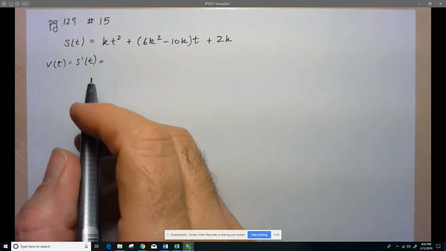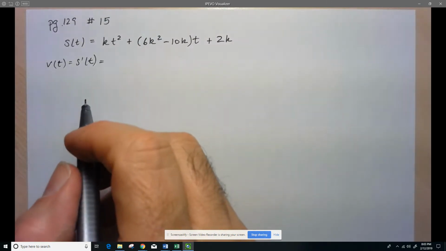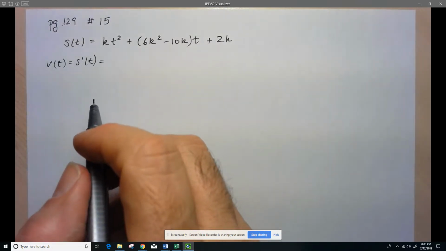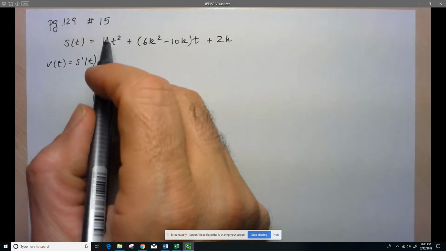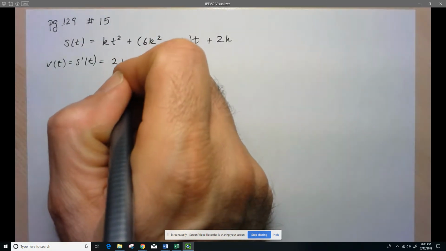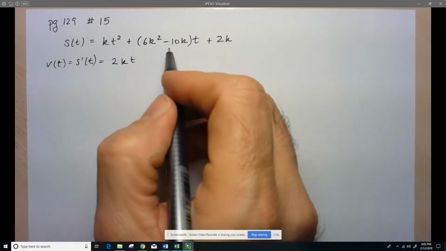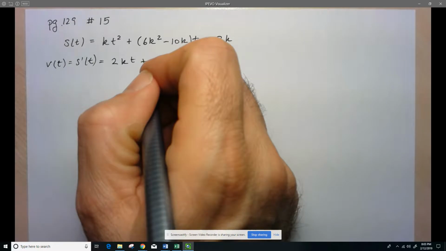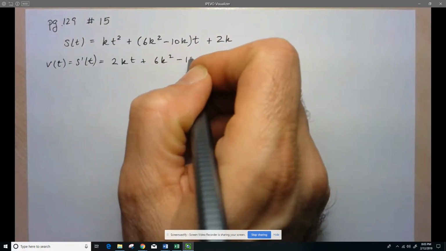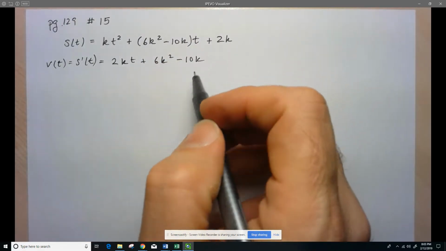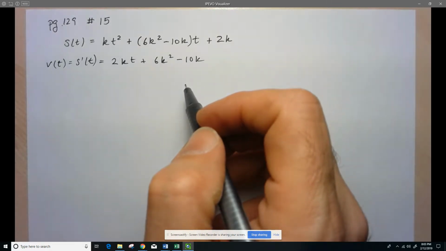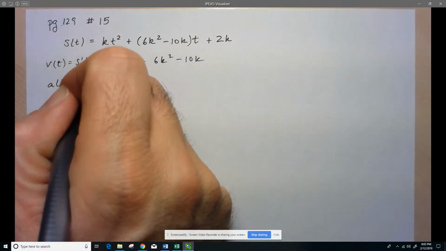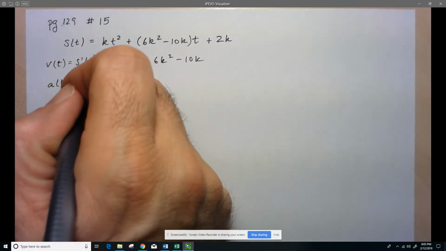Now notice the textbook uses s for position, another common variable to use for position besides d, the one that you use in physics that we're using. Okay, so let's start by taking the derivative. So here k is just a constant, so this is just going to be 2kt. This whole expression here is just some constant multiplying t, and the derivative of t is just 1, so this is just plus 6k squared minus 10k, and then of course 2k is a constant, so the derivative of that is 0.